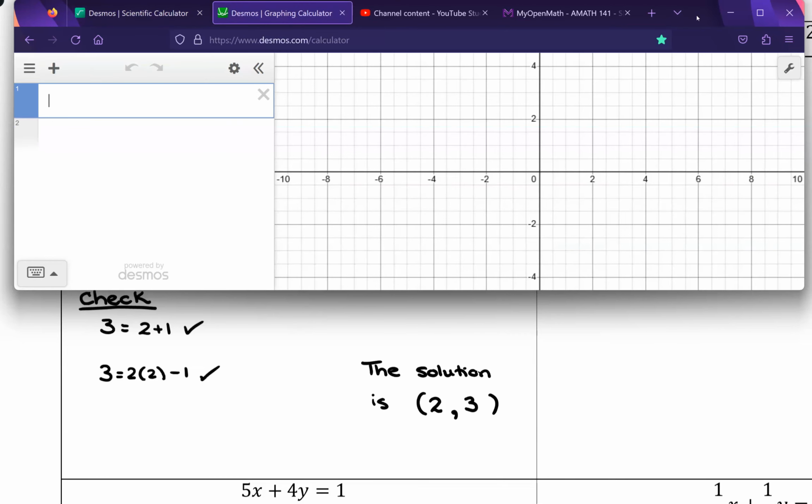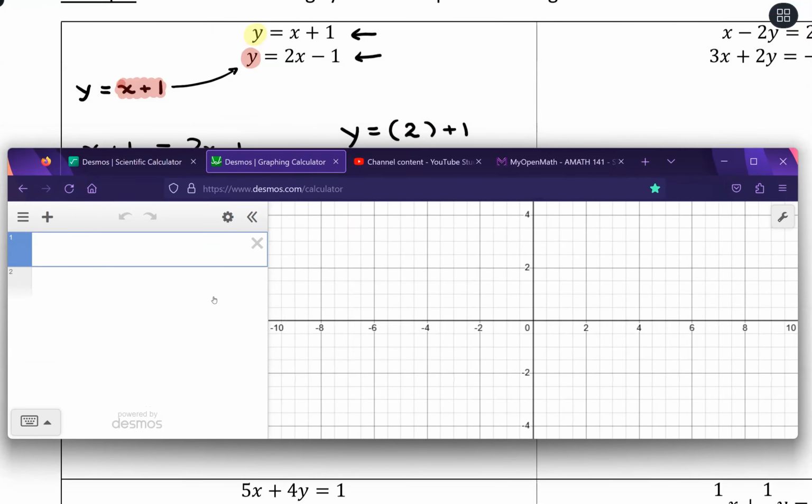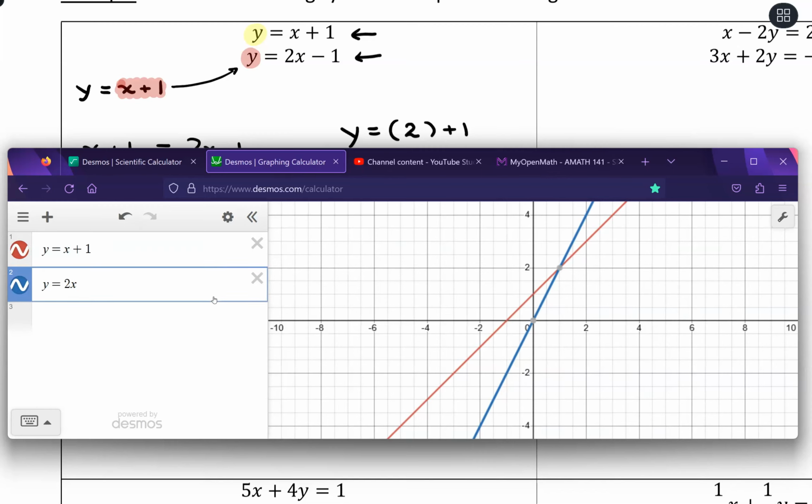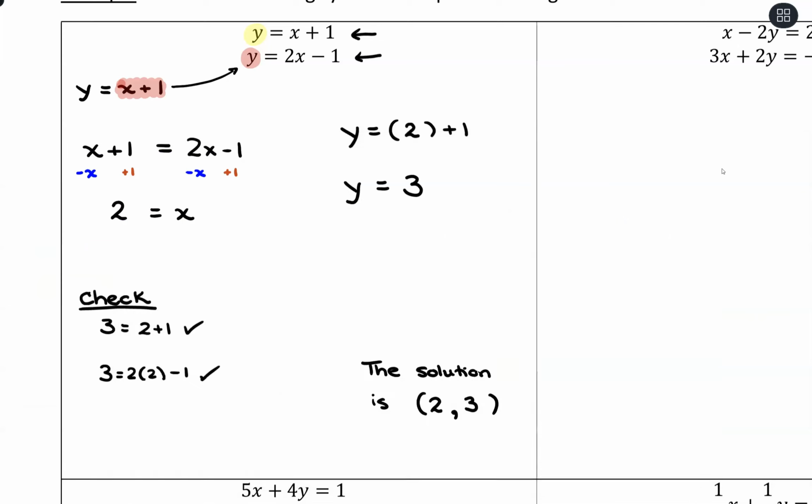Or what we could do is go back to graphing and just graph y equals x plus 1, y equals 2x minus 1, and Desmos nicely highlights that intersection point, and we can see our coordinate 2, 3. So you can use that graph as a quick check of if that is in fact the solution. What we solved, we checked, that is our final answer.